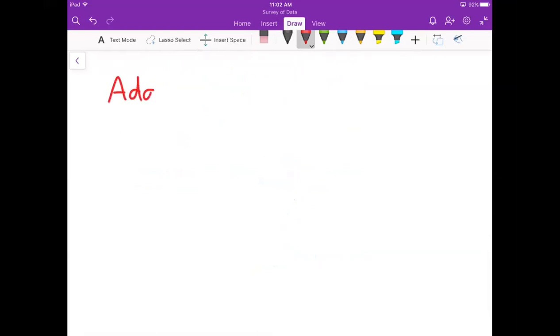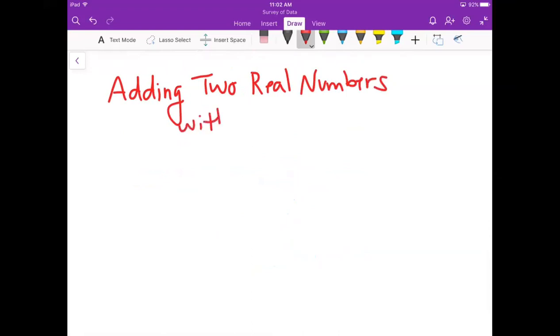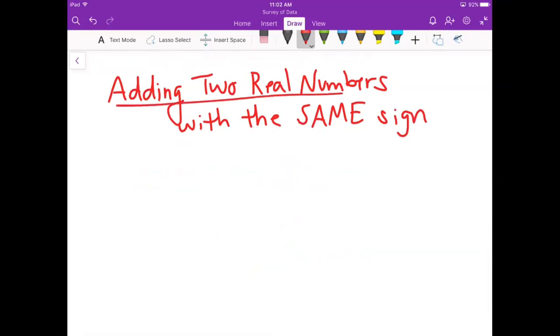The first scenario is going to be adding two real numbers. First, we're going to look at them being the same sign. Okay, first topic. So when you think about adding two numbers with the same sign, I'm going to give you just a couple of simple steps here to go back to and follow in order to do this.